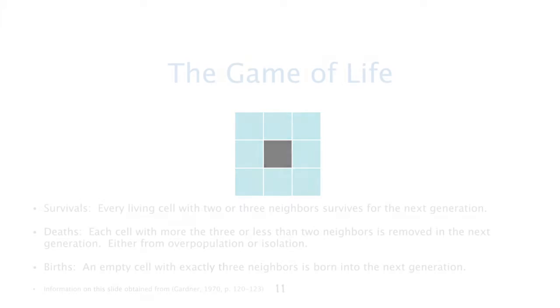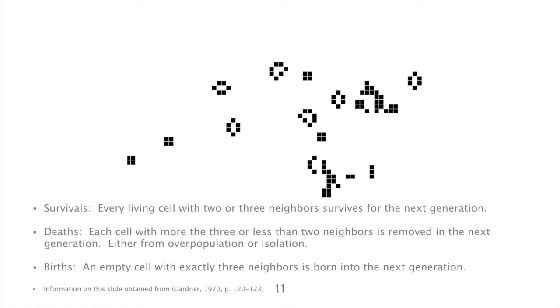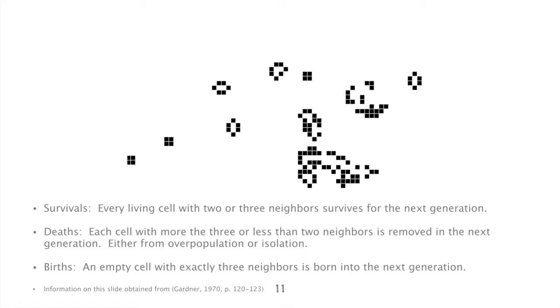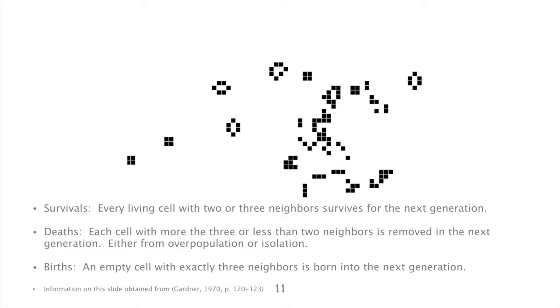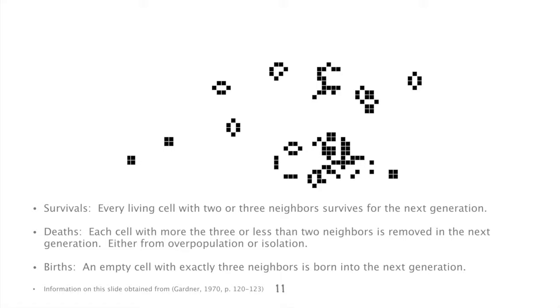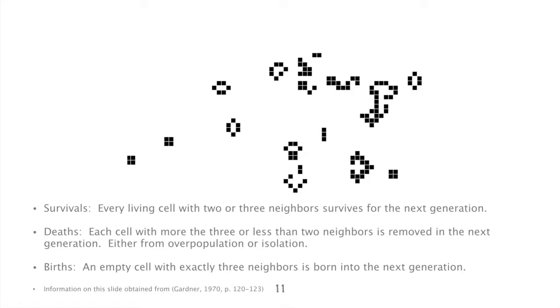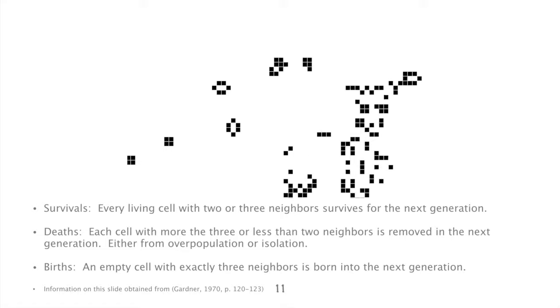So, how does all this work? In a two-dimensional automata, each cell has 8 neighbors: 1, 2, 3, 4, 5, 6, 7, and 8. The rules of the Life game are simple. Every living cell with 2 or 3 neighbors survives for the next generation. Each cell with more than 3 or less than 2 neighbors is removed in the next generation, as if from overpopulation or isolation. And an empty cell with exactly 3 neighbors is born into the next generation.